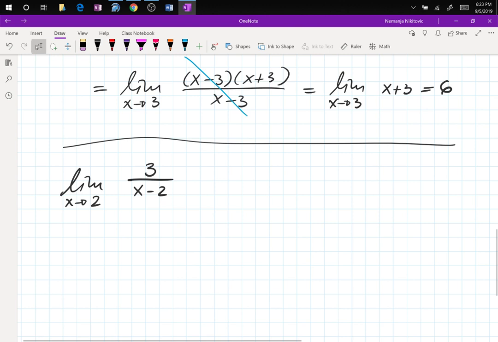So 3 divided by x minus 2, x goes to 2. If you plug in x equals 2, you get 3 divided by 0. Now, what is the way to solve this problem? Well, I just told you that none of the algebra would work. There is no factoring. There is nothing you can do.